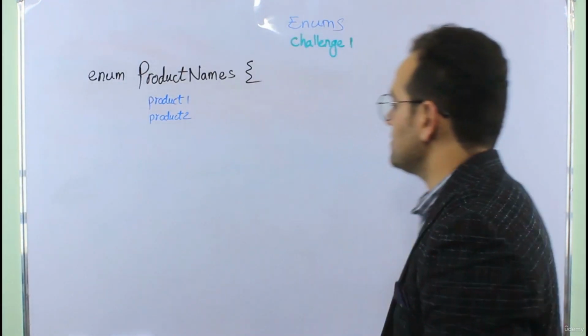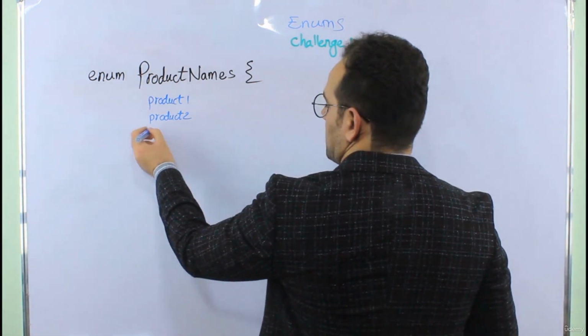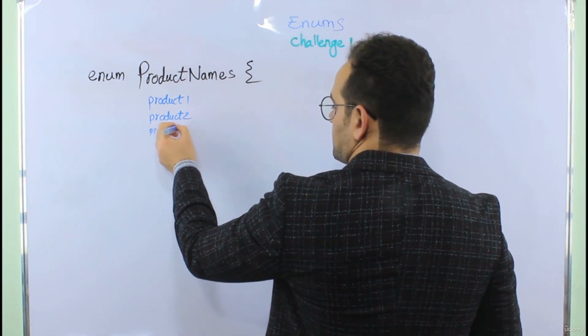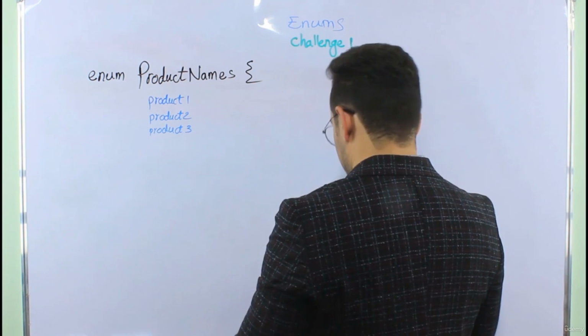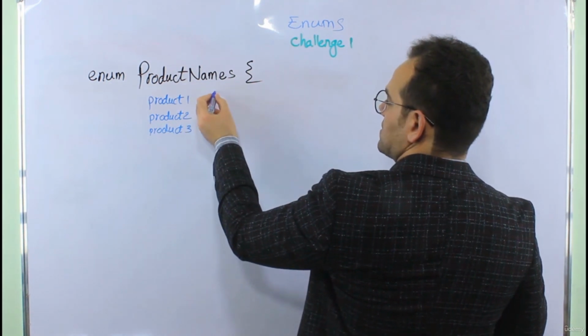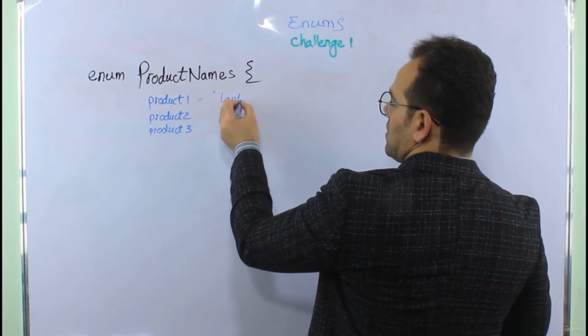So let's go ahead and create our products. And this is going to be product 3. And let's assign it. So product 1 is going to be laptops.